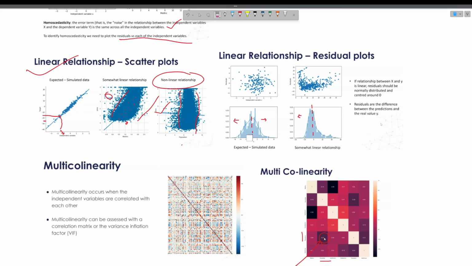Okay, again in linear relationship, the residual plots, if we just look into that, we have seen that earlier. This is a residual plot, and the expected simulated data would look like this, something symmetric. Somewhat for this one it would not look like this. For data which we have here, you can see it's distributed normally, but here it's not.